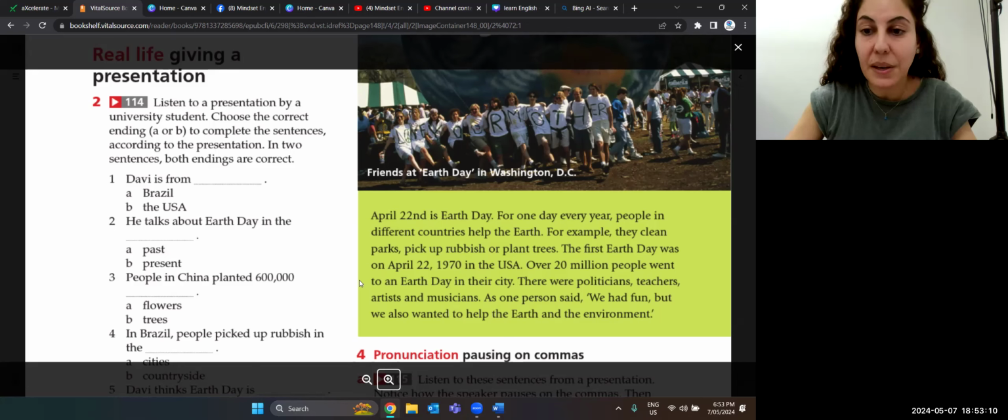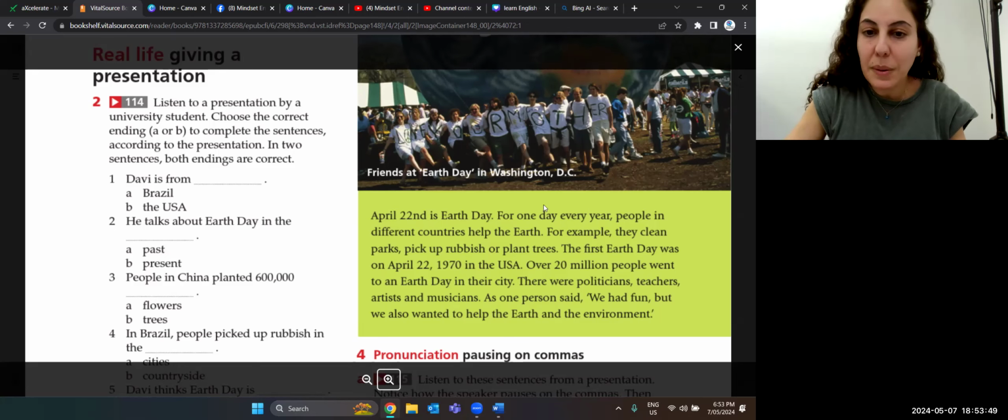Over 20 million people went to an Earth Day in their city. There were politicians, teachers, artists, and musicians. As one person said, we had fun, but we also wanted to help the earth and the environment.